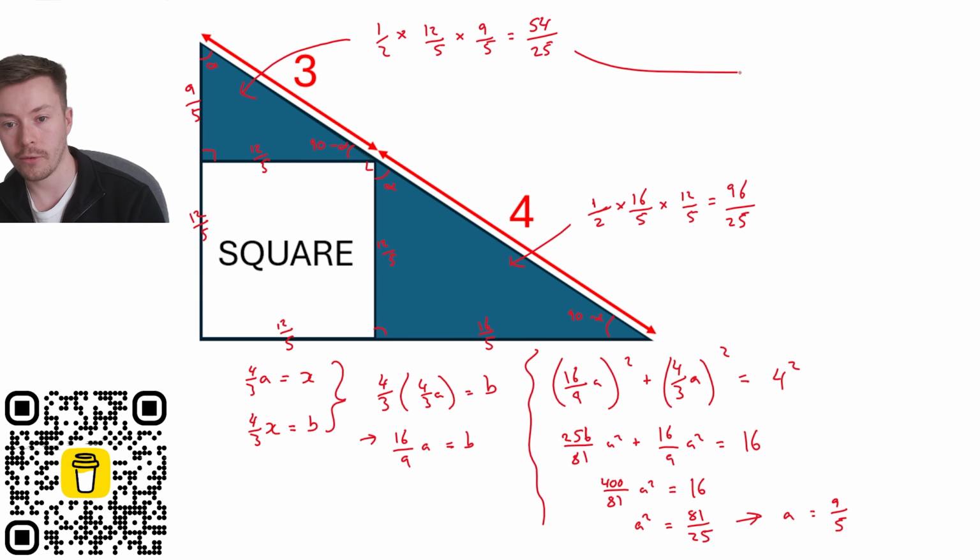Now, if I combine these two areas, 54 over 25, add the 96 over 25, I'm going to end up with something quite nice, to be honest. I'm going to end up with 6 units.